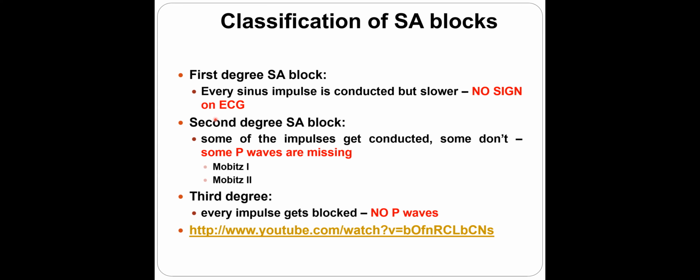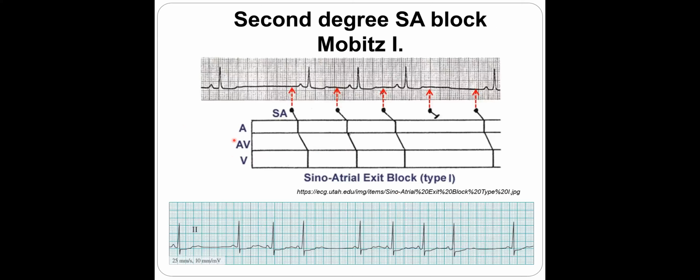We said that in Mobitz type 1, when we do not have conduction, that RR distance is less than 2R. Similarly, in Mobitz type 1 SA block, the PP interval when it's missing is not as much as twice the last PP. In Mobitz type 2, it is the same. Of course, in third degree, there is no P wave. We have a lower center taking over, which is the junctional escape rhythm.